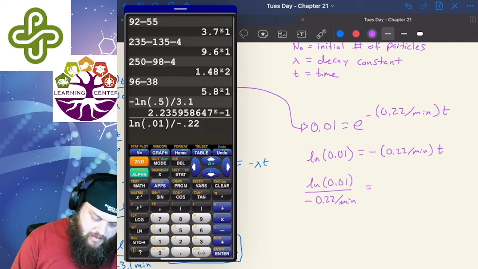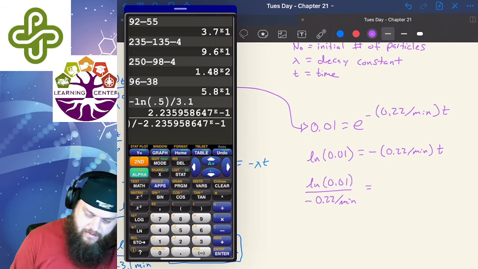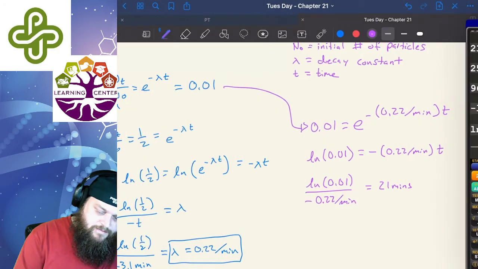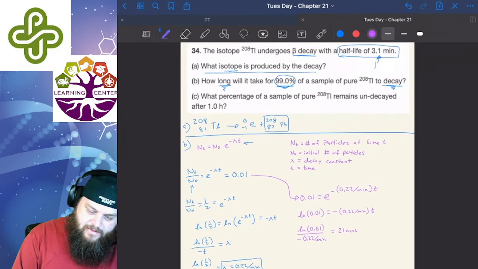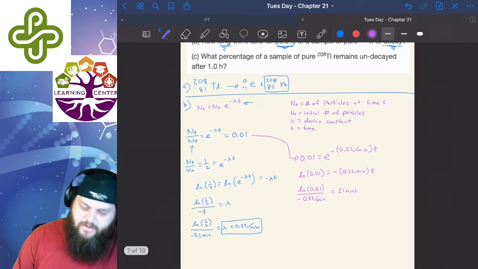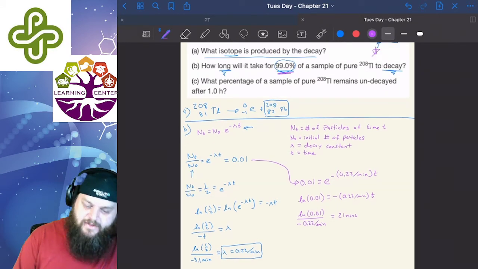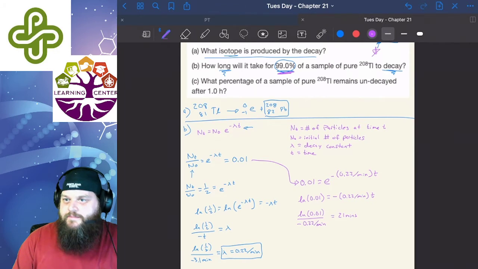Well, really, let's skip the rounding error and just grab that value. And that is going to be 21 minutes. Round to 2 sig figs, because they gave me 2 sig figs here. So think about 21 minutes, which is how long it would take for 99% of that sample to fully decay.